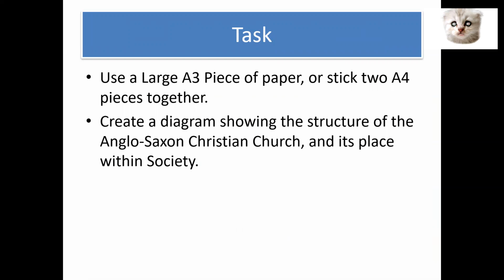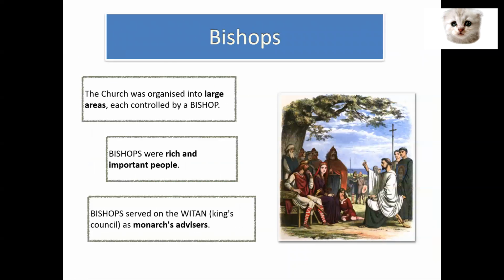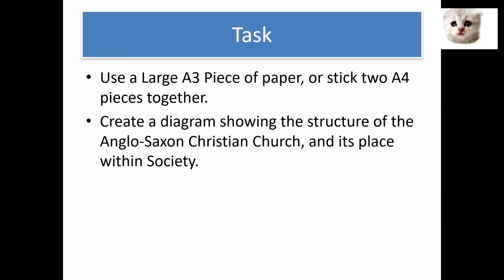If you've got access to a large piece of A3 paper, that'd be great, particularly if it's blank. If not, grab yourself two A4 pieces of paper and sellotape them together. Using the previous slides and this information here, create a diagram showing the hierarchical structure of the Anglo-Saxon Christian church, and in particular, showing its place within Anglo-Saxon society. Pause the video, have a go, and come back when you're ready.